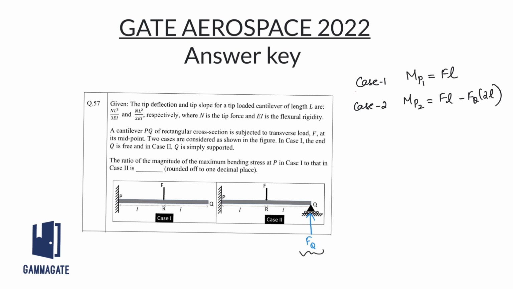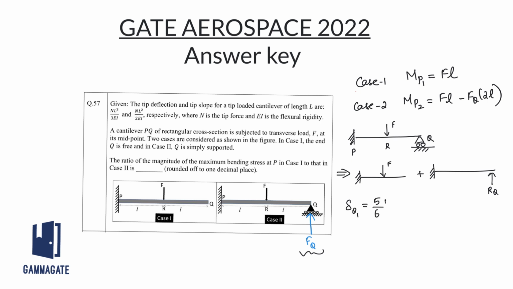We will first need to calculate the value of Fq, and this can be done using the superposition principle. The second case can be equivalently shown as a cantilever with a force acting at the center and a cantilever with a reaction force acting at the far end. The deflection in the first case is given as delta Q1, which is 5/6 FL cubed divided by EI, and this is downward.